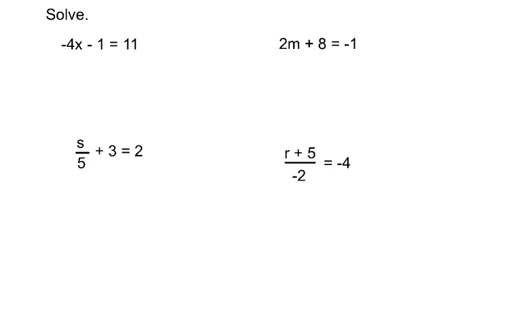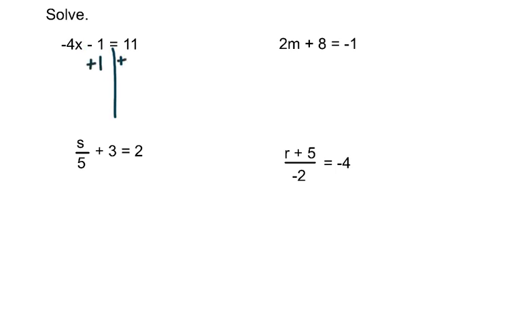If they want me to solve negative 4x minus 1 is equal to 11, I'm basically trying to figure out what value of x, when multiplied by negative 4 and then subtracting 1, is going to give me an 11. To do that, we're going to use inverse operations. So I'm trying to isolate this x. The last thing that's being done to this x is subtracting 1. So that's the first thing that we're going to undo.